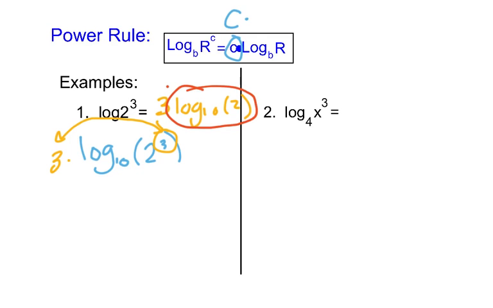But the idea is that you could use this rule to rewrite any exponent as a multiplier out front. So same thing goes for this one here. It's got a log base 4, but either way, this 3 can go out front. So it becomes 3 times log base 4 of x.